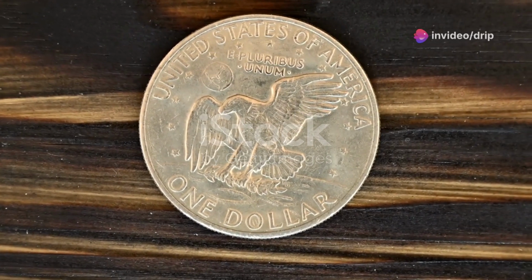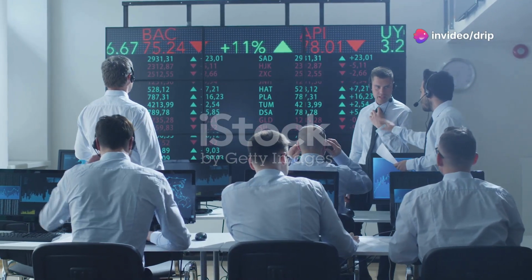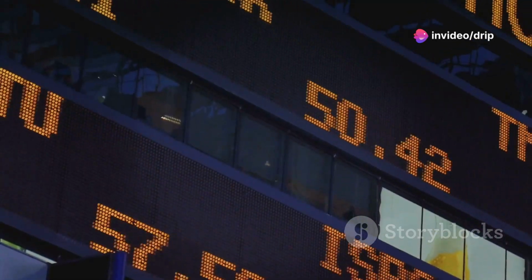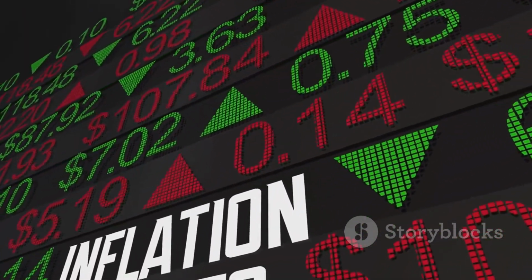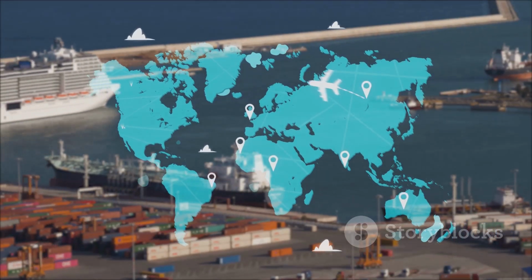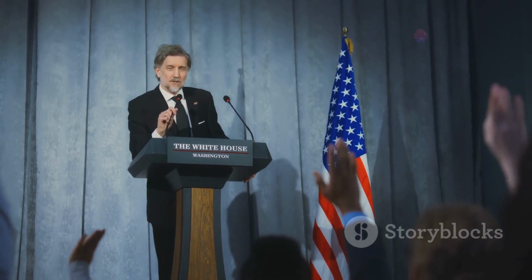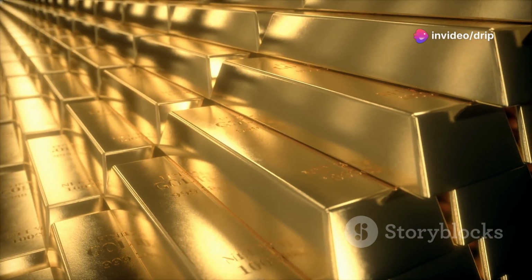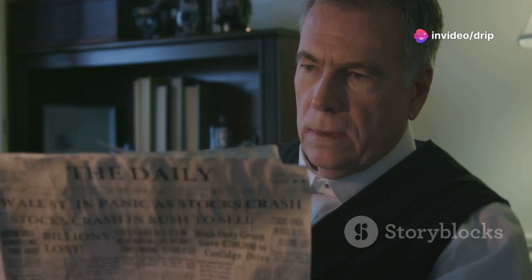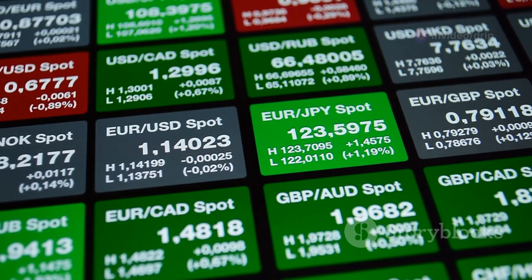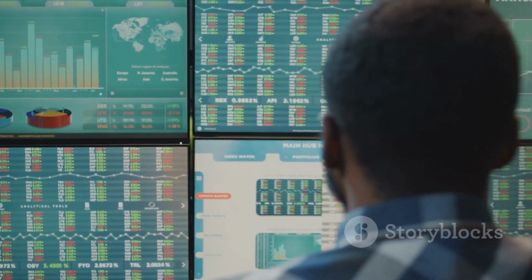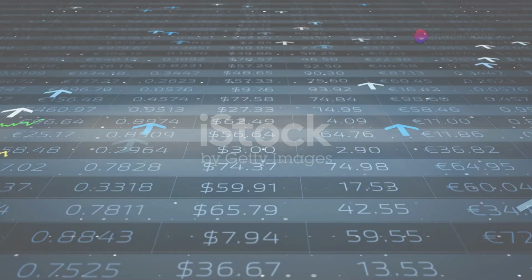Section 7. The Nixon Shock and the Dawn of Floating Exchange Rates. The Bretton Woods system struggled in the 1960s. Rising inflation pressured the US dollar and increased the trade deficit. In 1971, President Nixon announced the end of dollar-to-gold conversion. This Nixon shock ended the Bretton Woods system. The world moved to floating exchange rates. Currencies now fluctuated freely. This began a new era of currency volatility.